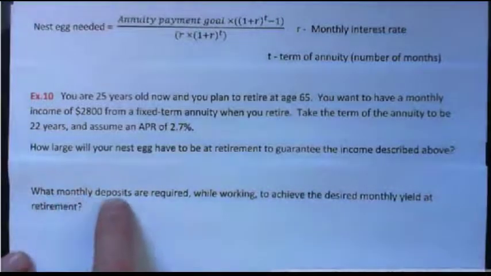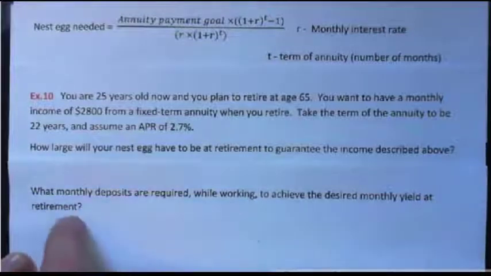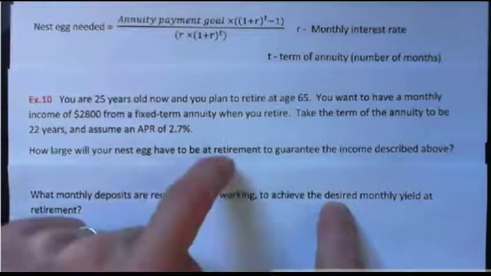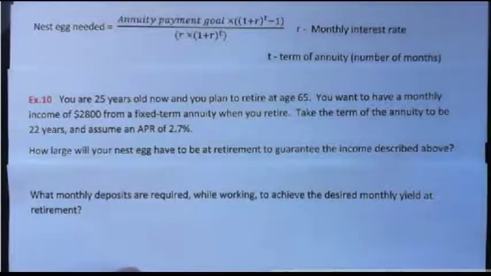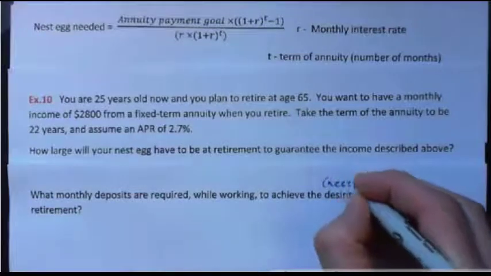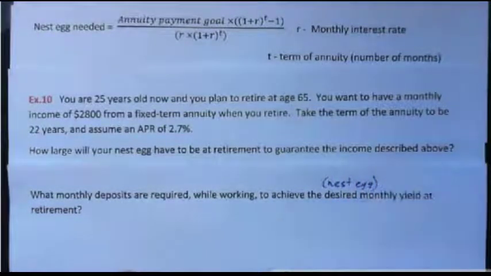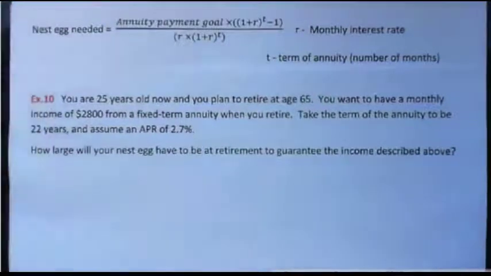And then, what monthly deposits are required while working to achieve the desired monthly yield at retirement? In other words, to achieve the nest egg that you're going to figure out here. So, to achieve the nest egg amount. Okay. So, let's start with this one. And by all means, press pause and try it if you want. But I'm just going to do it step by step for those who need extra help.